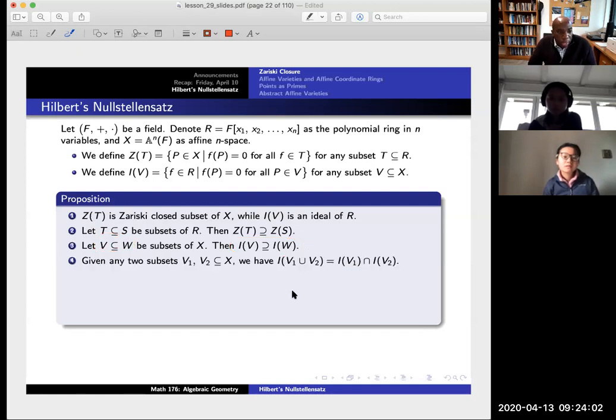Next, say that we have now any two subsets, V1 and V2. Then the ideal for this union is the same as the ideal for this intersection. So this allows me to interchange unions and intersections in this way.